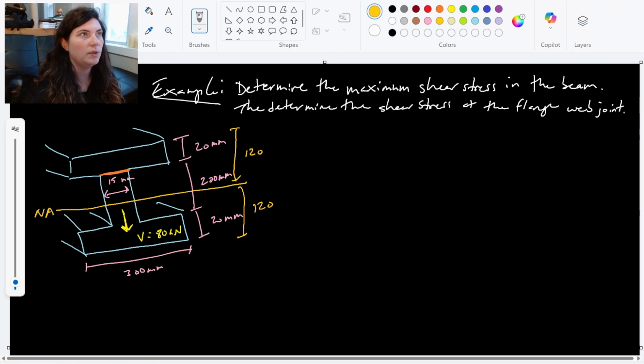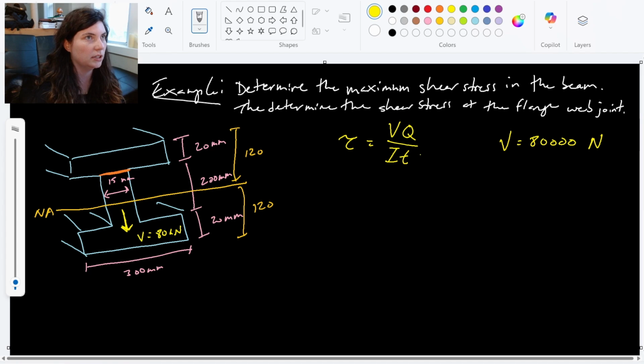Let's go ahead and look at what we need. So our equation for shear stress, our max shear stress, is V times Q over I times T. So we're looking at our I-beam here. Our V is given to us. It says here that the shear force V is 80 kilonewtons. So boom, already got one thing checked off the list. Our shear V is 80,000 newtons, just doing that quick conversion from kilonewtons.